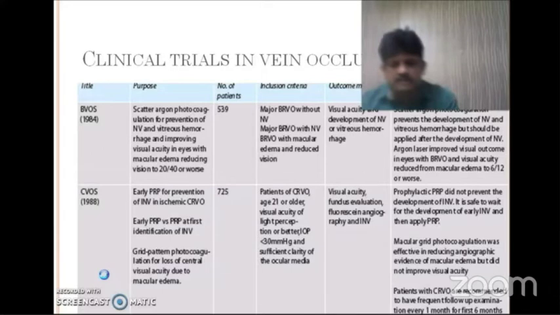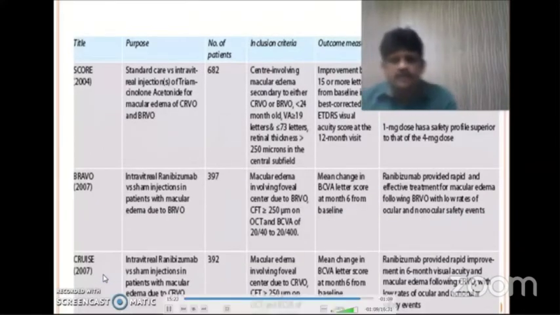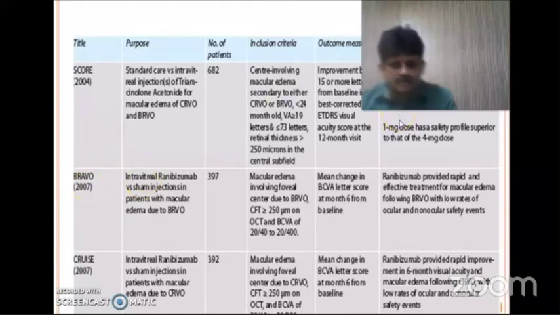Other studies are the SCORE study, done in 2004, which compared intravitreal triamcinolone to standard conventional therapy for vein occlusion, either CRVO or BRVO. Macular edema reduced in case of significant macular edema, but there were vision-threatening complications of cataract and glaucoma. Other studies related to anti-VEGF are BRAVO and CRUISE, which show the efficacy of ranibizumab in treating macular edema.